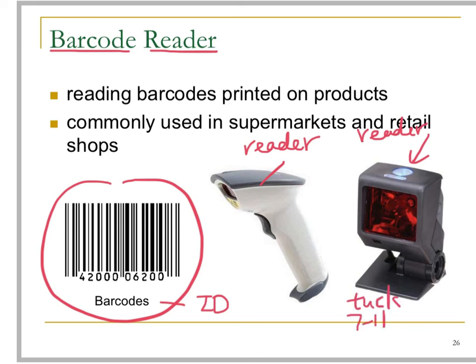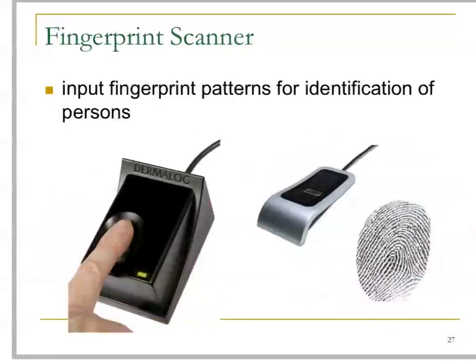The fingerprint scanner is a very special input device used to input fingerprint patterns of human beings. And why read our fingerprints? Because our fingerprints is a unique pattern. UNIQUE, 獨一無二. And therefore, by reading the fingerprint pattern of a person, then the computer or the machine can identify, 辨認, a particular person.